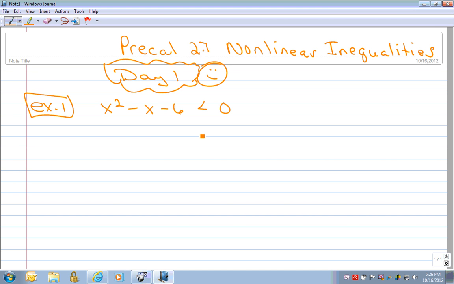The first thing we're going to do is find something called critical numbers. This will help us determine our solution to this inequality. The next thing we're going to do is factor to be able to find those. So it's the zeros of the factors that are going to be our critical numbers.